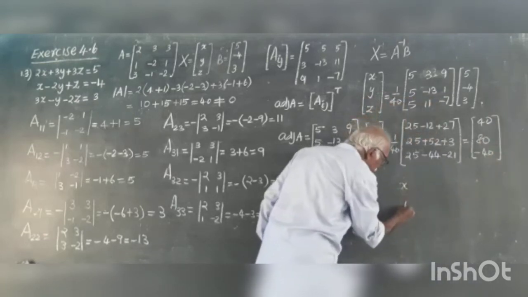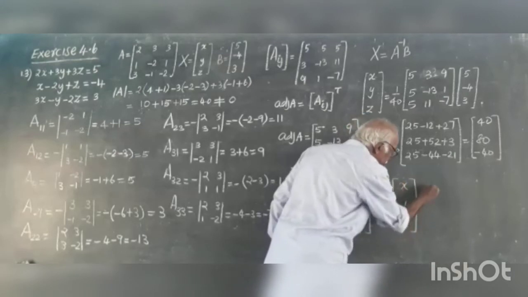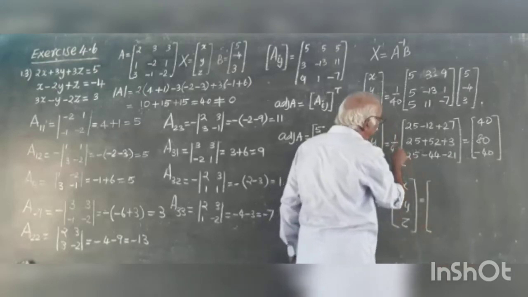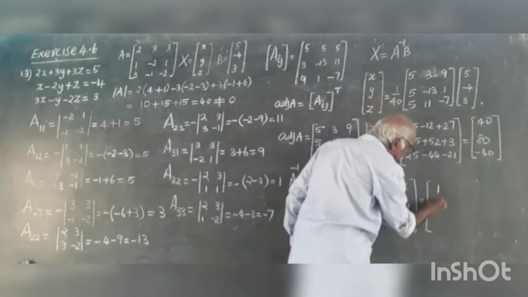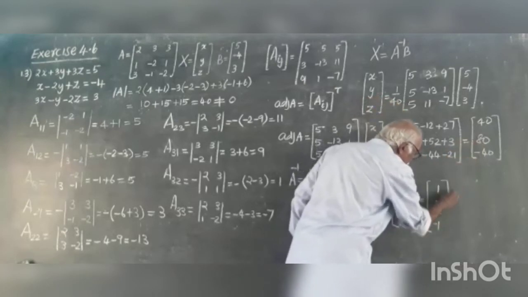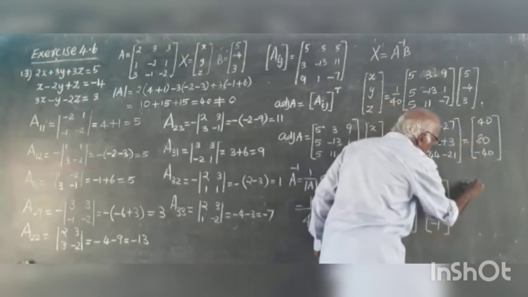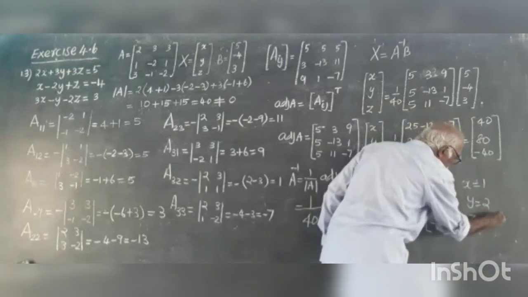Then X, Y, Z equal to 1 by 40 into 40, 1 by 40 into 80, 2, 1 by 40 into minus 40 minus 1. Therefore, X is equal to 1, Y is equal to 2, Z is equal to 1.